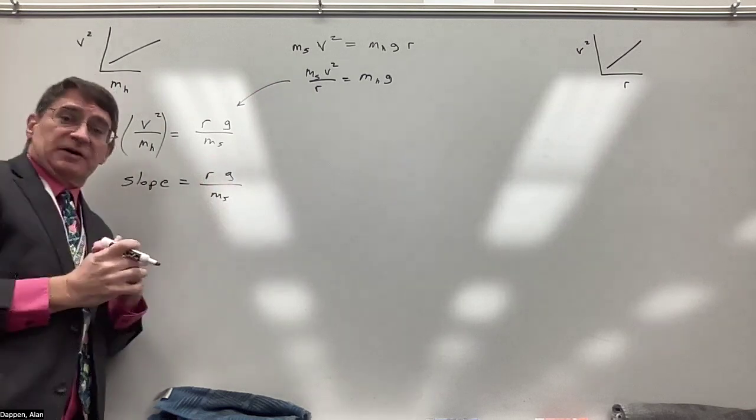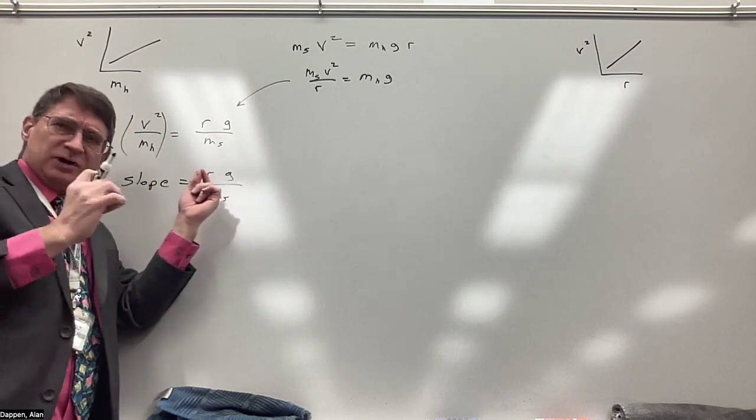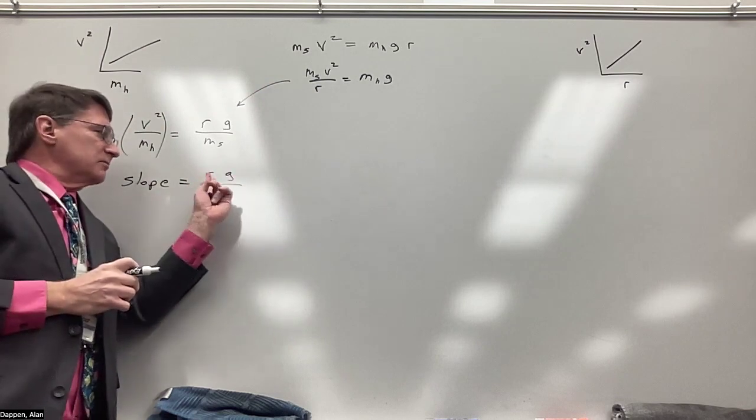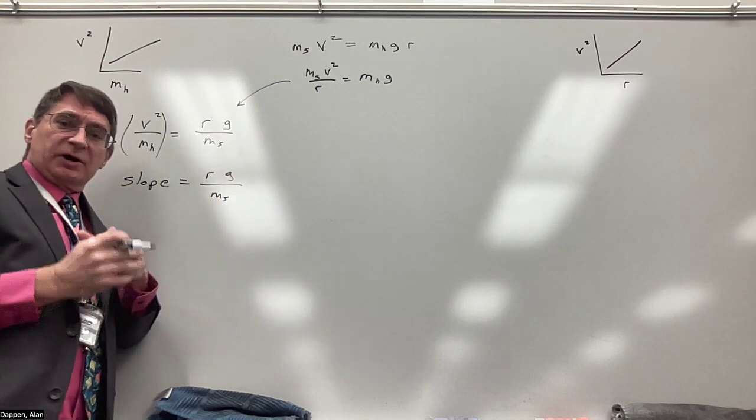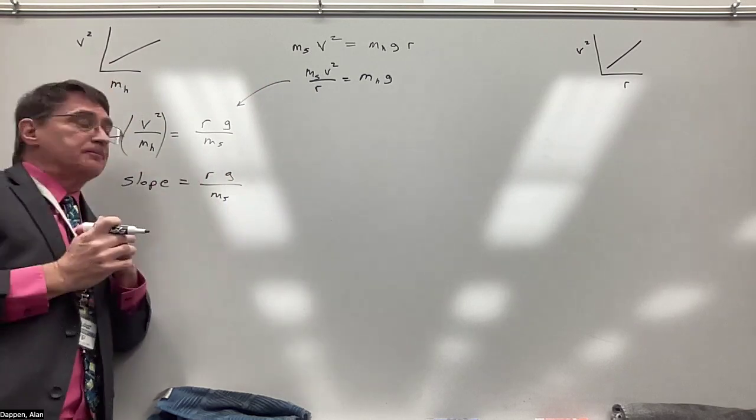And it shouldn't be too tough to find a percent error. My radius happens to be 1 meter, most of us, although I think there were a couple of groups who used something different. But radius times gravity divided by the mass of the swinging should match our slope.